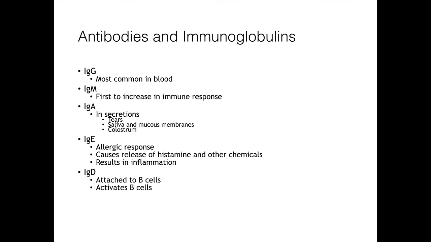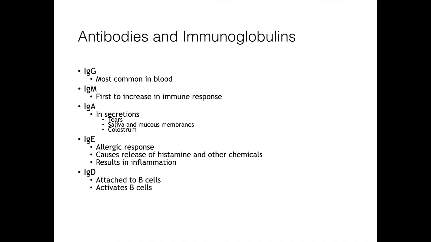IgA is the main antibody in secretions. So you see it in tears, saliva, mucous membranes, colostrum. IgA plays a very significant role in the first line of defense at the mucous membranes, and anything that's got mucosa. So you see it a lot in the gut. We measure it in people with GI issues. Sometimes if they have not enough IgA, they're more prone to infections.